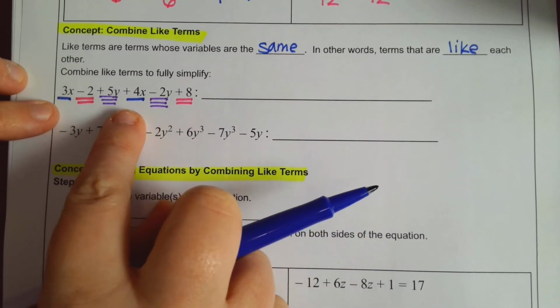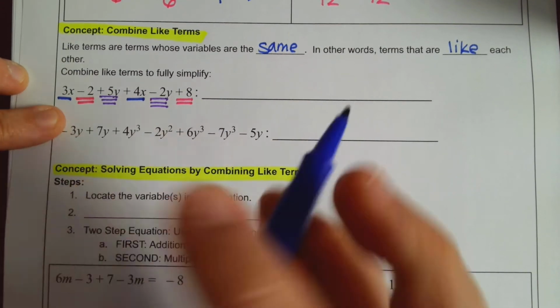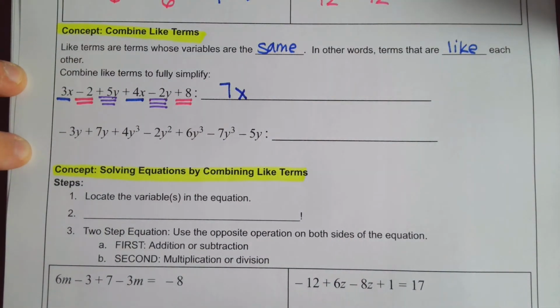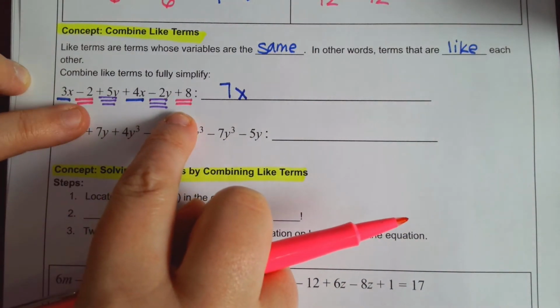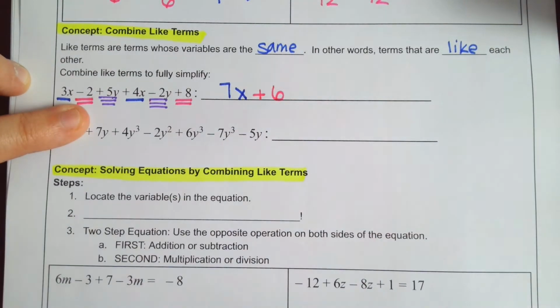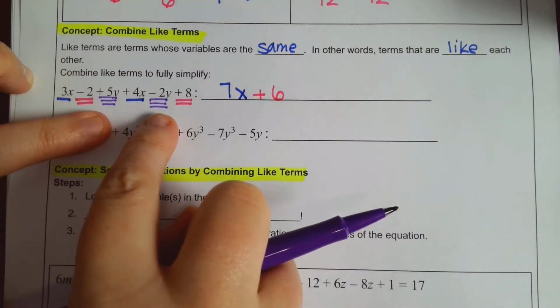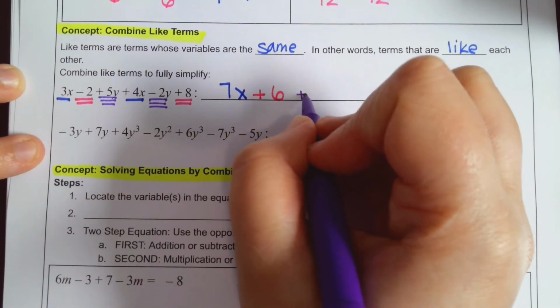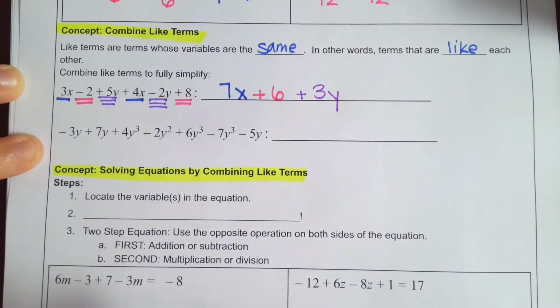So let's start with the x's. 3x plus 4x is 7x. Then I just go in order. Negative 2 plus 8 is plus 6. And finally, 5y minus 2y is positive 3y.